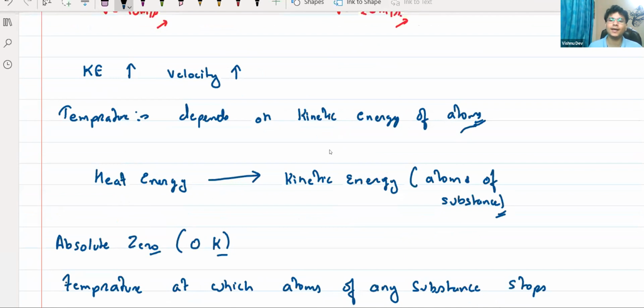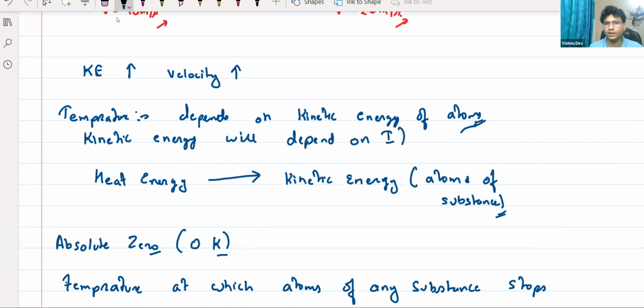Or can I say that the kinetic energy also depends on temperature? Obviously, vice versa. Agree? If temperature is more, then the kinetic energy of the atoms will be more. And if kinetic energy is more, then the temperature will be more.